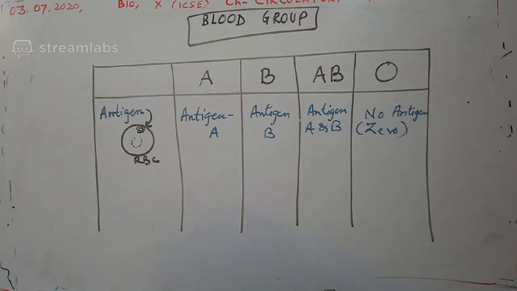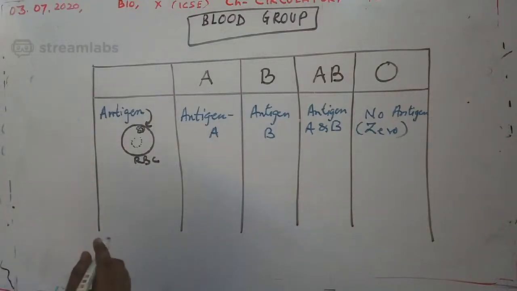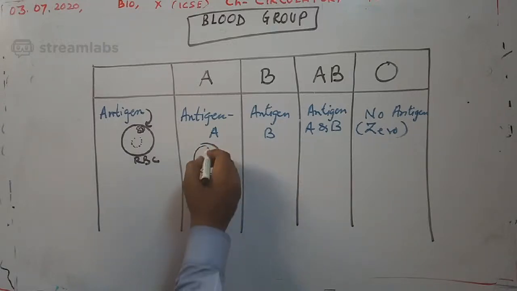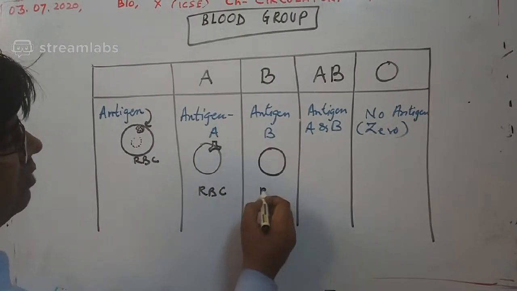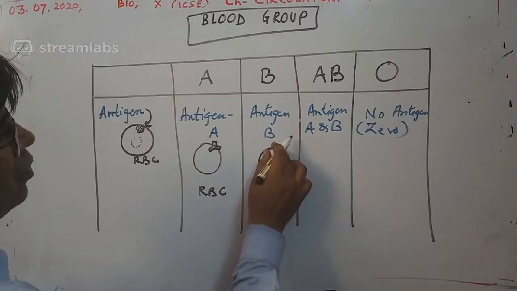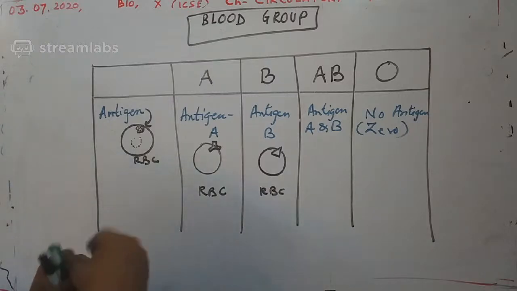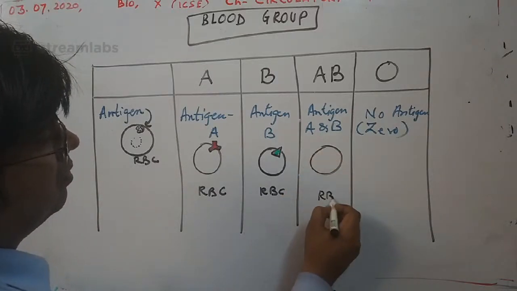Fine. And next part, let me give an example. Suppose it is an RBC. Suppose this is antigen A, and suppose the antigen is like a triangle. Let me give you an example. Suppose it is antigen A and it is antigen B, on the RBC. So if you talk about this RBC, there is both.